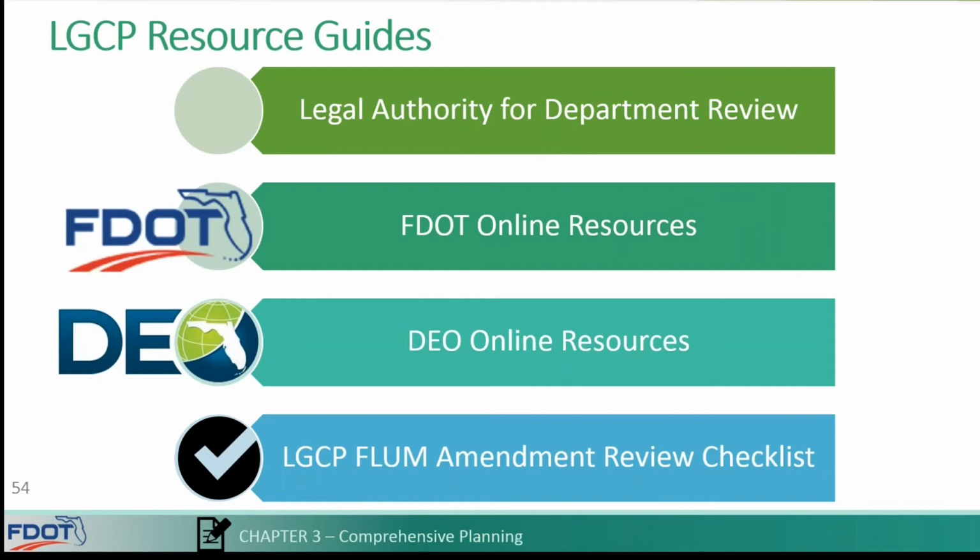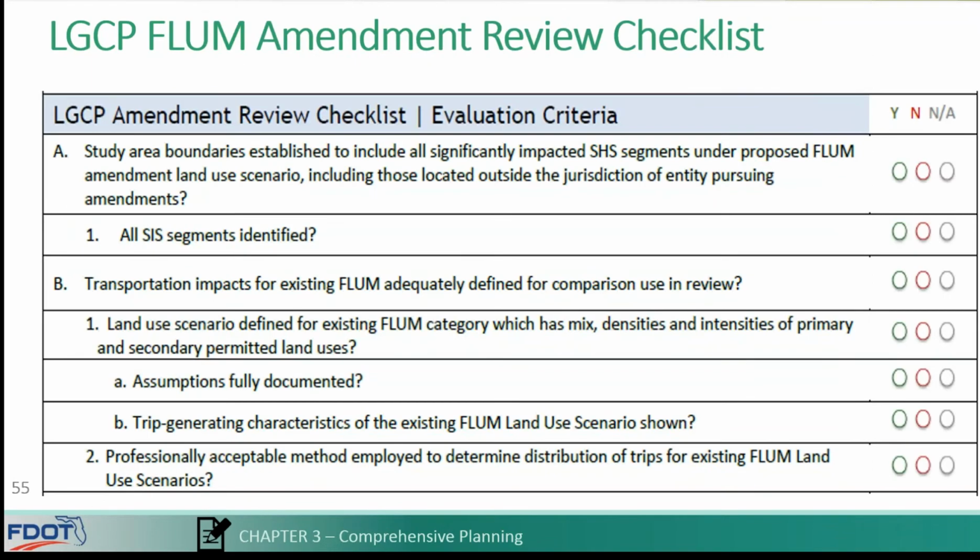Now, in accordance to all the changes that I just discussed for this chapter, we revised the resource guides at the end of the chapter to help you with your review of comprehensive plan amendments and additional resources that you might need. The revised resource guides are shown on the screen before you. And on this next slide is an example of one of the resource guides that are available for your use for Chapter 3. And it's the Local Government Comprehensive Plan Future Land Use Map Amendment Review Checklist.